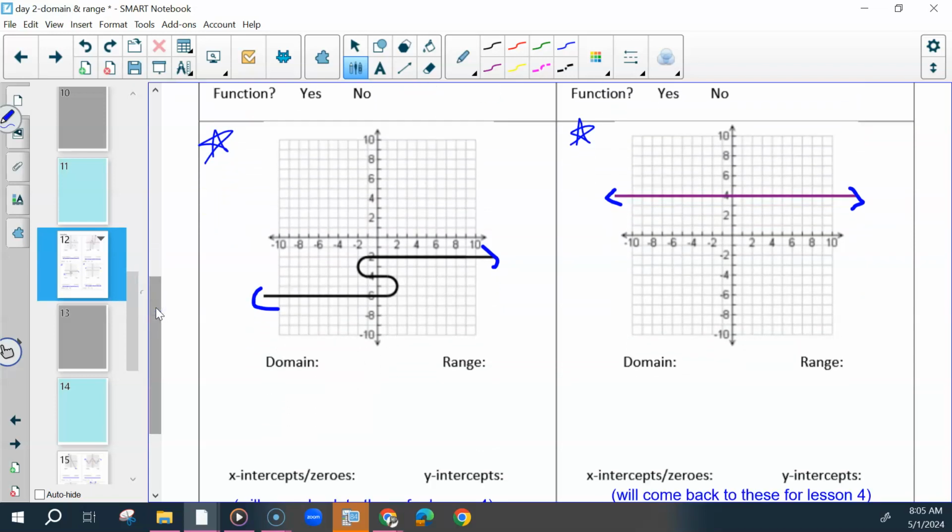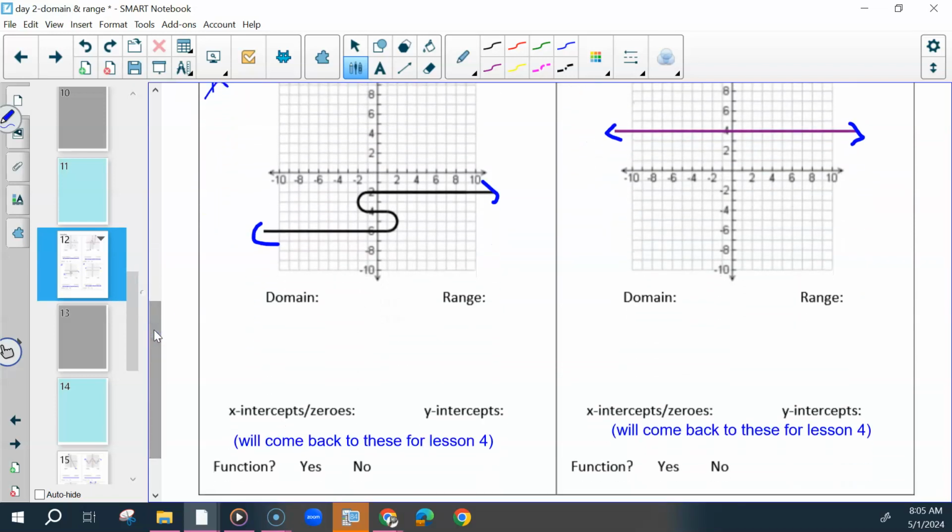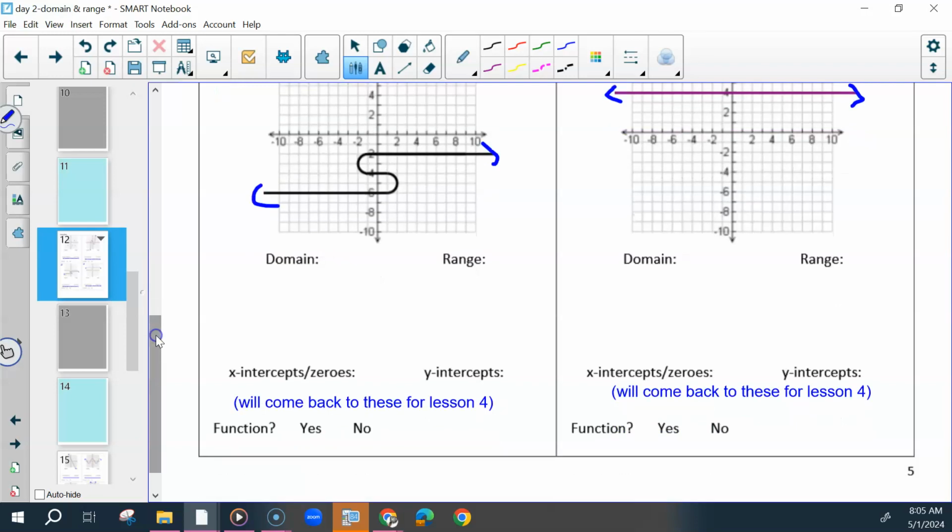Yeah. So domain, look at the furthest points. Where does that start? Where does that end? The positive infinity. So that would be what? In curly brackets, x such that x is an element of all real numbers. And then what about our range?